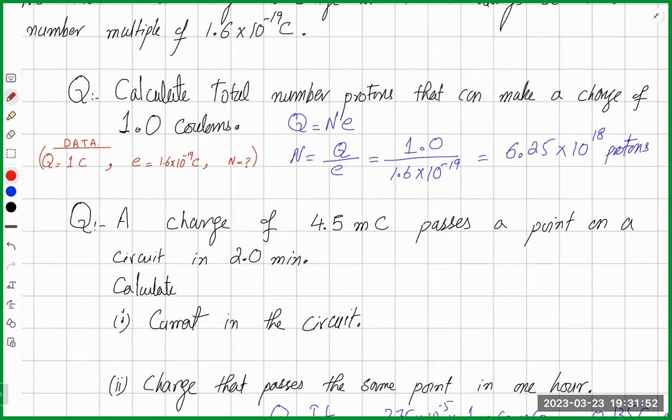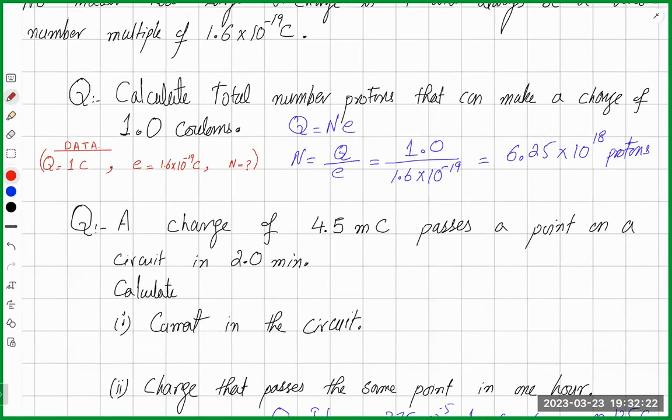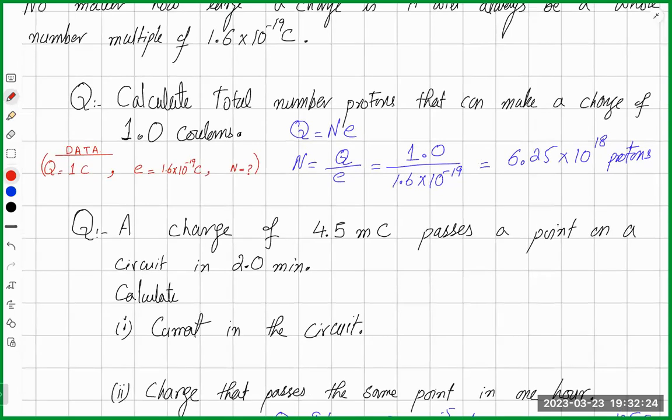Now, another question. A charge of 4.5 millicoulombs, where milli stands for 10 to the power minus 3 or divided by 1000, passes a point on a circuit in 2 minutes. Calculate the current in the circuit and the charge that passes the same point in 1 hour. So here we go. Do you think you can give this question a try, or should I solve it?